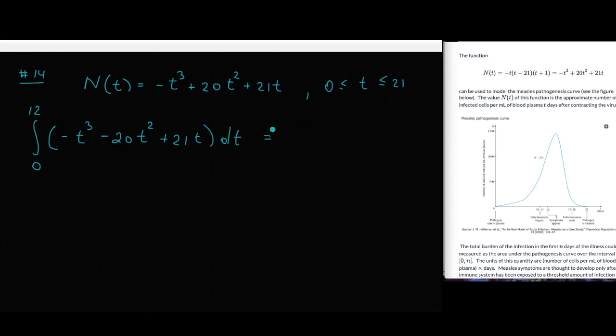This is a simple integration. We integrate the function term by term using the power rule to find the antiderivative: negative t to the fourth over 4, minus 20 times t cubed over 3, plus 21 times t squared over 2. This is the antiderivative. We do not need to add an integration constant.